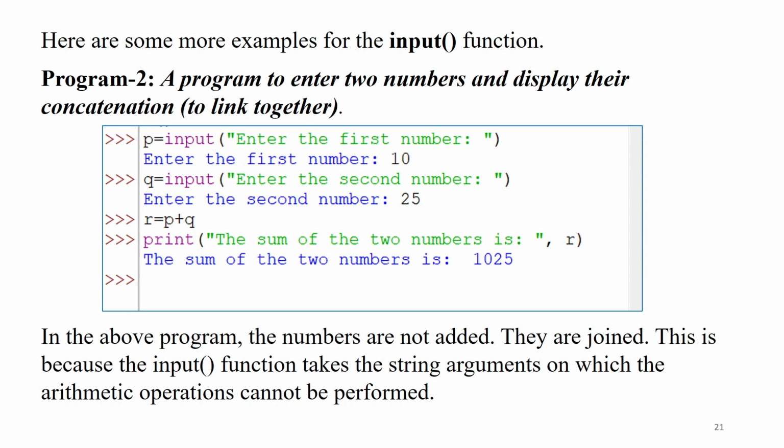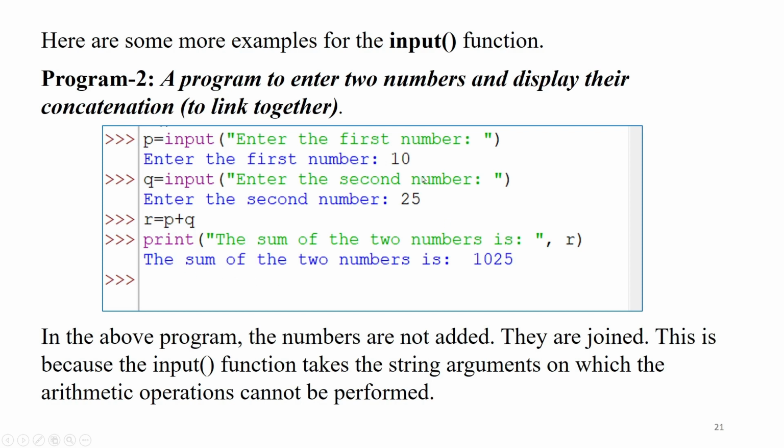There is a difference between concatenation and addition. P is equal to input, enter the first number, 10 has been entered. Then in Q we have entered the second number as 25, and R is equal to P plus Q.